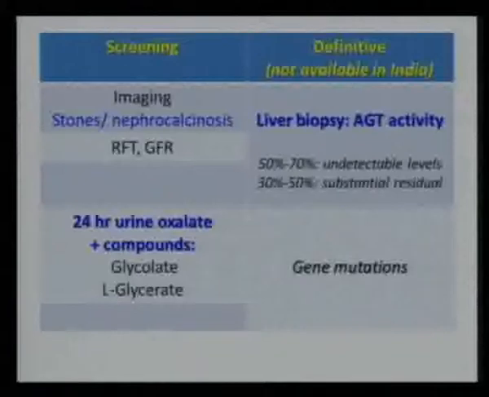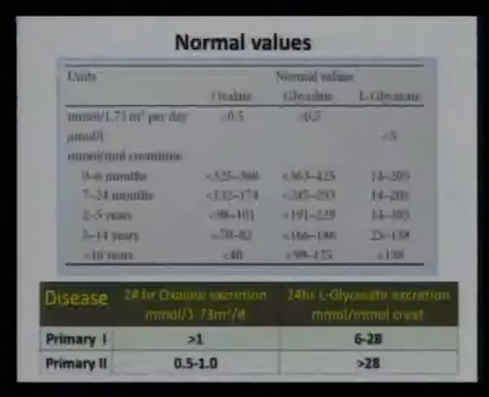Imaging is one: nephrocalcinosis, stones, RFT, GFR, 24-hour urine oxalate, plus these compounds, glycolate and L-glycerate, have to be done along with it. Liver biopsy is a definitive method, that is by the AGT activity, and then of course the gene mutations. But this is what can actually confirm the diagnosis in these patients.